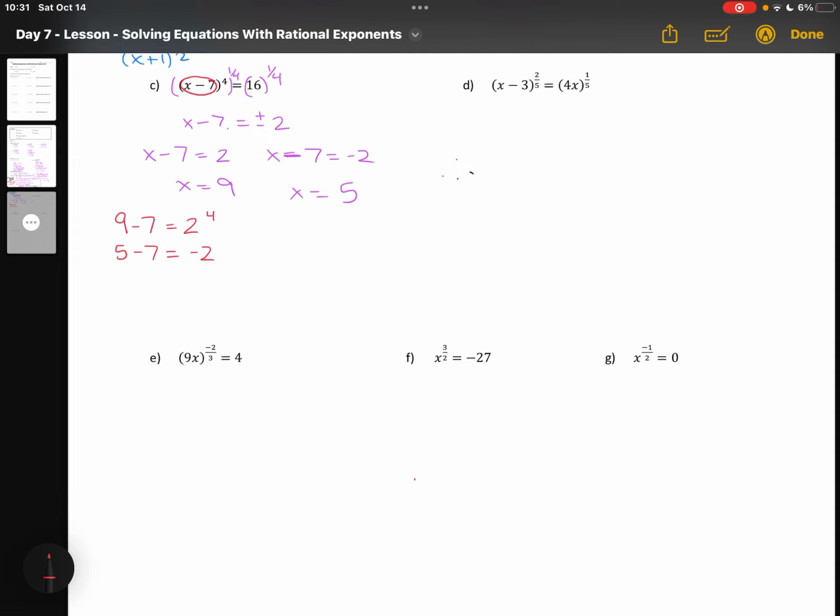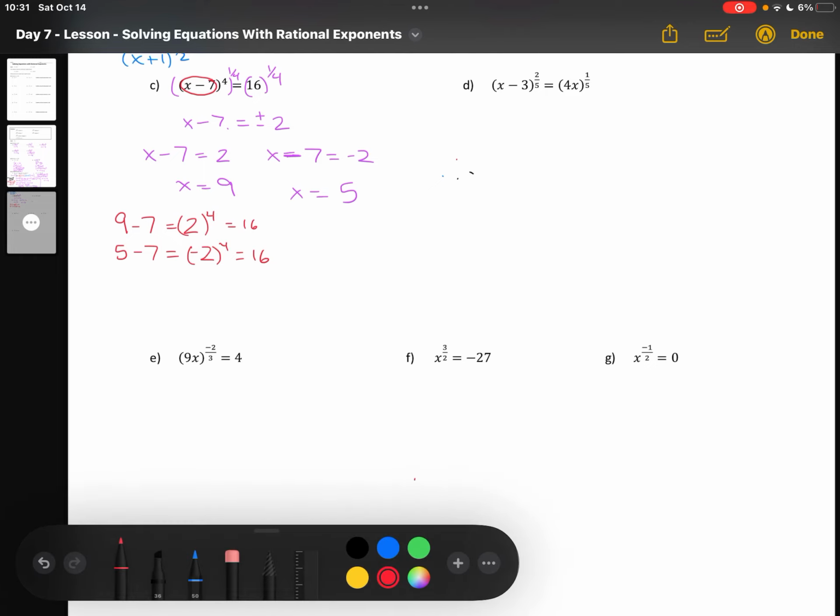When I raise both of those to the 4, I'm going to end up with positive 16. So that's an example of an equation that has two solutions caused by taking an even root of both sides.